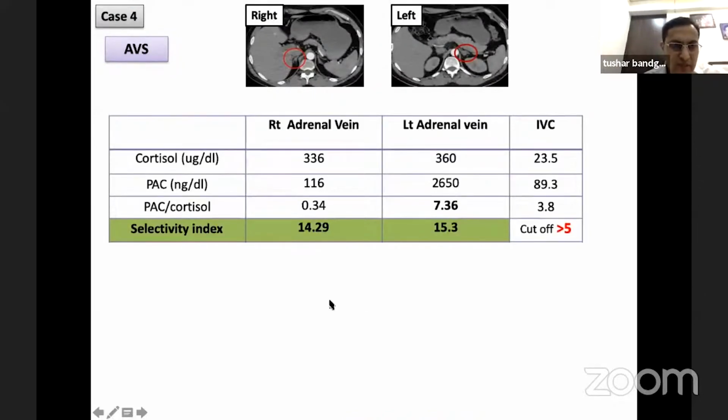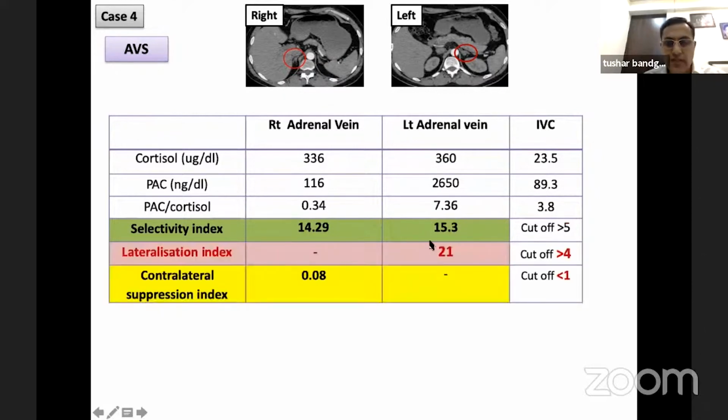Let me simplify here. As I told you, with the selectivity index we see whether the catheters are inside the adrenal vein or not, and it should be 5 times that of the peripheral cortisol. Both the adrenal veins have been catheterized quite well, 14 and 15. Then we look at the lateralization index, dividing the dominant aldosterone value by the non-dominant one, and it's 21, which is more than 4 times. So the diagnosis was completely made, and it has been lateralized to the left side.